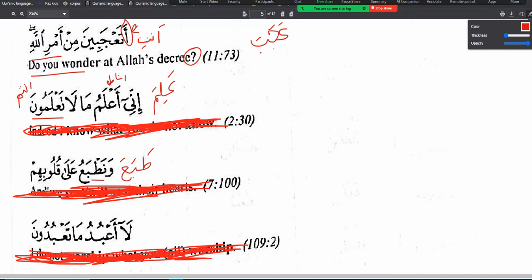Can you try to translate this? And we seal what upon قلوبهم? Upon their hearts. Their hearts. Very good. And we seal, or we will seal, their hearts. Upon their hearts, or their hearts.